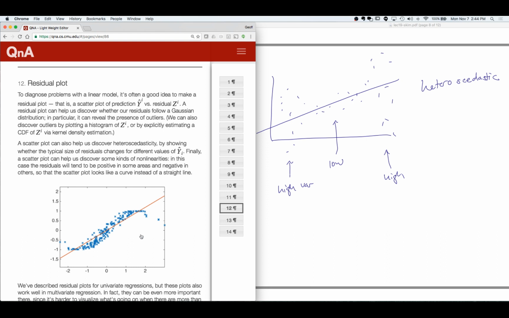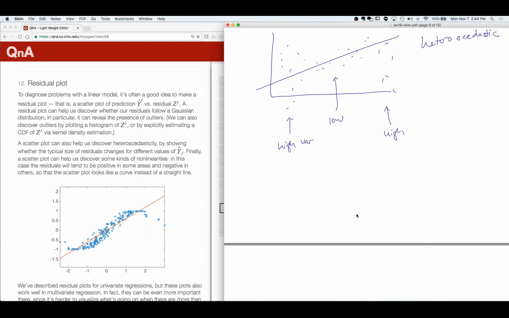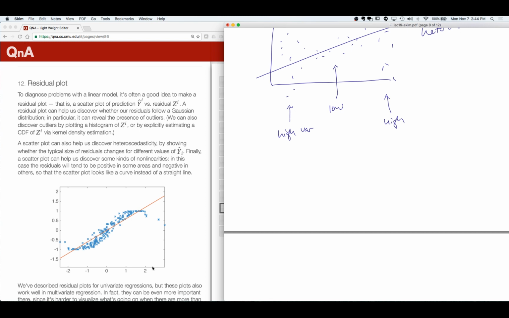So our residual plot should look like, oh, sorry, this is not the residual plot. I'll change that after class. This plot is a plot of the independent variable versus the residual. The residual plot would look something like, well, you would just subtract off this prediction line, right? So it would look like this. Right, and this is y hat, and this is z.